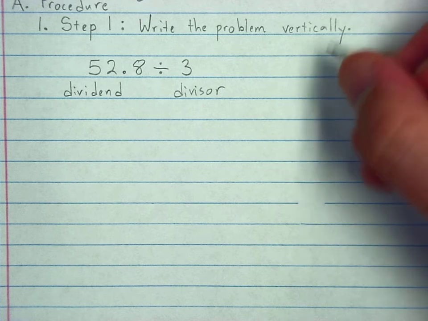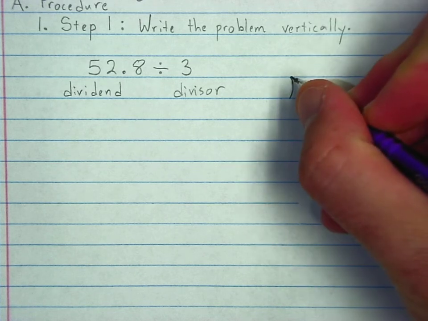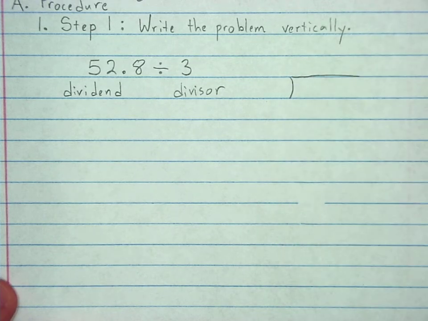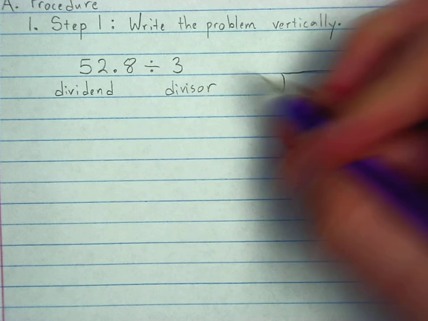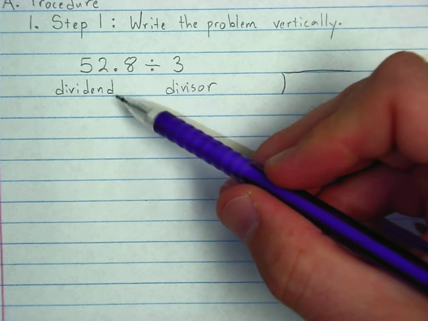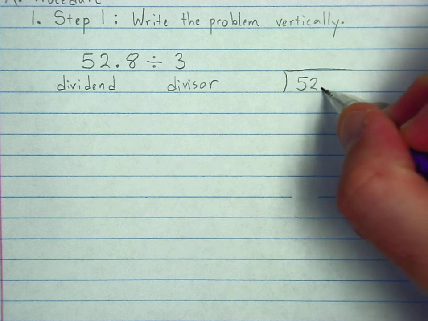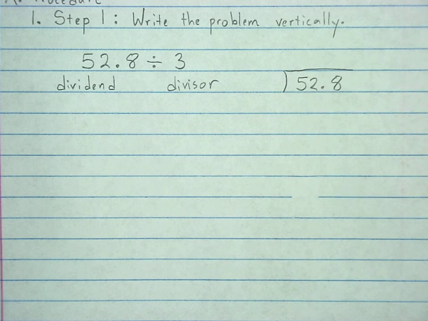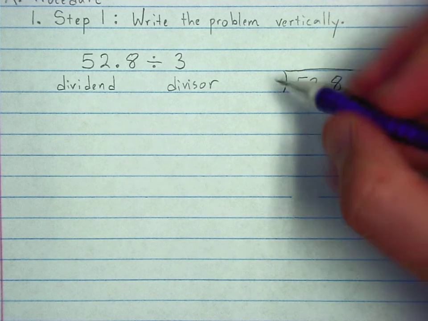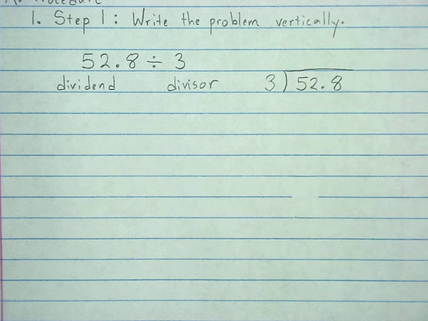Okay. We set the problem up vertically by drawing the division hut, drawing the little symbol. Again, dividend goes inside. That first number goes on the inside. Your divisor goes outside.